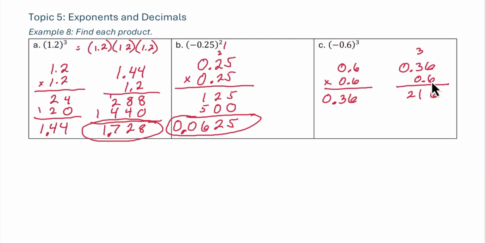There are 3 total decimal places in the factors. We need 3 total in the result. And notice we have a negative inside the parentheses. That negative is being cubed. If there's an odd number of negative signs, then the product is negative.